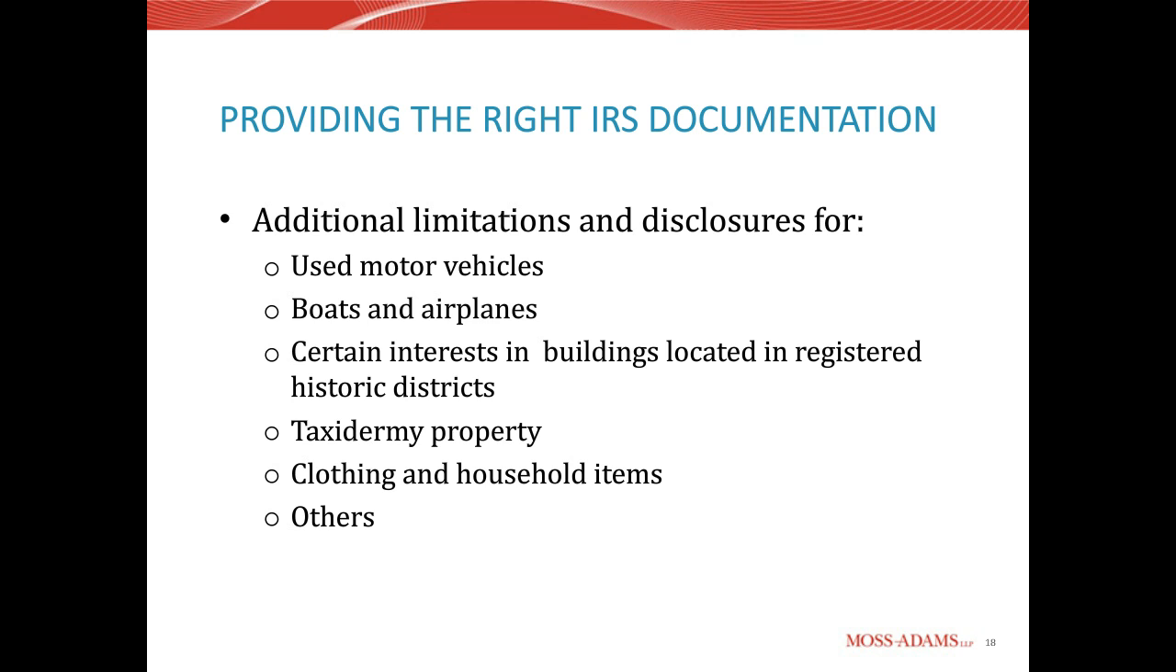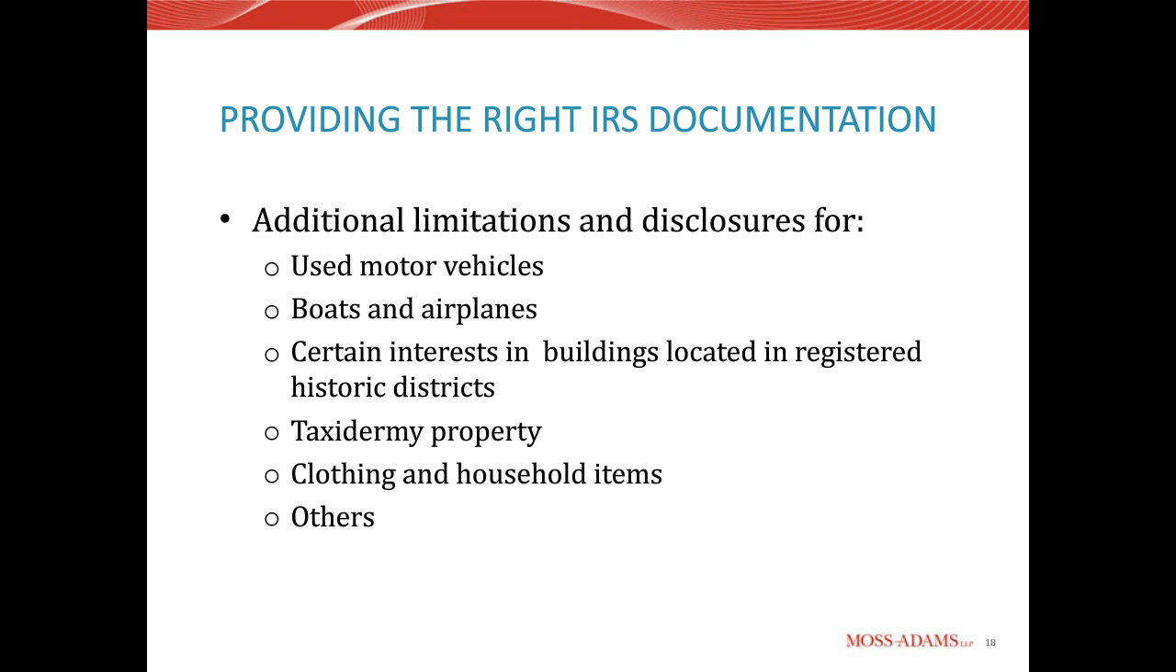For gifts of certain interests in buildings located in registered historic districts, there's a limited deduction allowed only if certain criteria are met. So be careful about accepting gifts of this type of property. A qualified appraisal is required. Photos also need to be included in that. Form 8283 is required if over $5,000. And in this particular case, a voucher payment filed with Form 8283-V for voucher. It's a $500 payment. It's required if a donor is taking a deduction of greater than $10,000. And then if that property is sold within 3 years of receipt by your organization, then the 8282 is required as well.